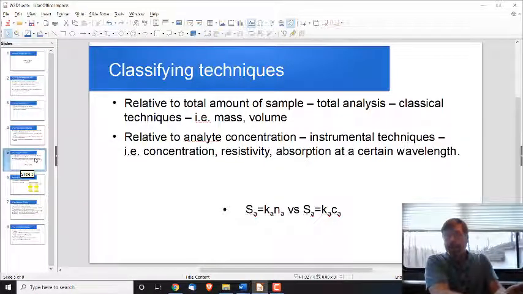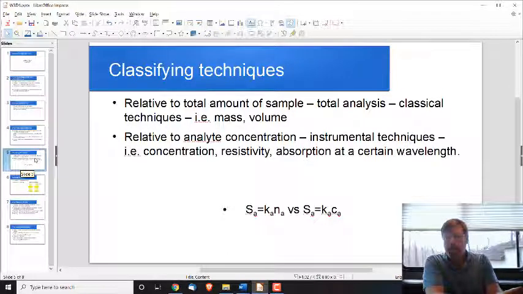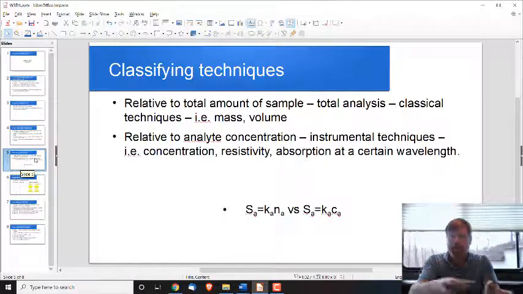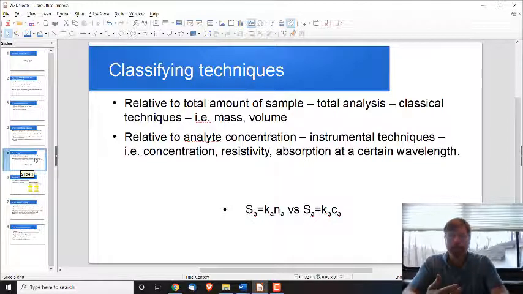That amount would be changing depending on how large your sample was. So things like mass, you're measuring the total mass of something, you're measuring the total volume of something. So these are all based on the total amount of the sample. The other possibility is things that are relative to the analyte concentration. These are sometimes called instrumental techniques.